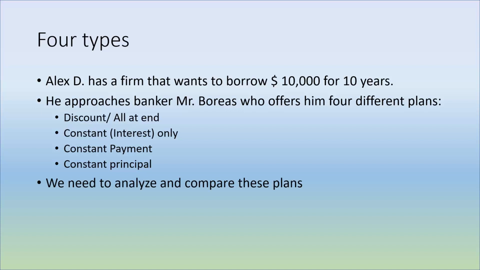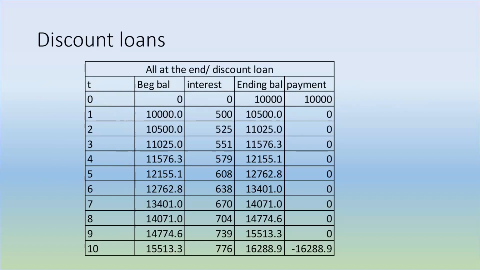So we need to analyze and compare these plans and tell which one of them is more expensive from a lender's perspective and which one of them is more expensive from a borrower's perspective. Now, there is no right or wrong loan. It's just dependent on the needs of the person who wants to lend and the person who wants to borrow, or the entity who wants to lend and the entity that wants to borrow. So in finance, there are no right or wrong answers per se, but we need to understand that from a borrower's perspective, there are some loans which are good, and from a lender's perspective, there are some other loans which are good. Okay, let's go to a discount loan.